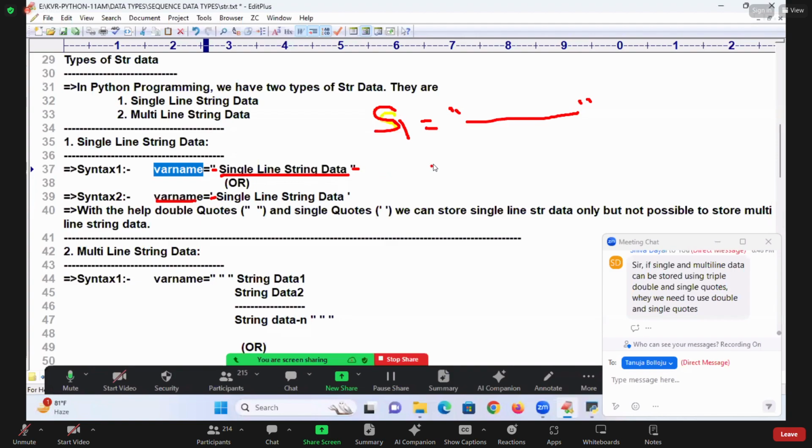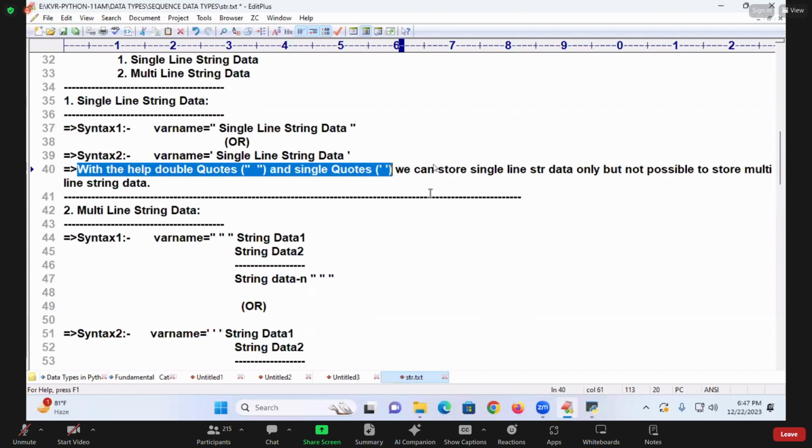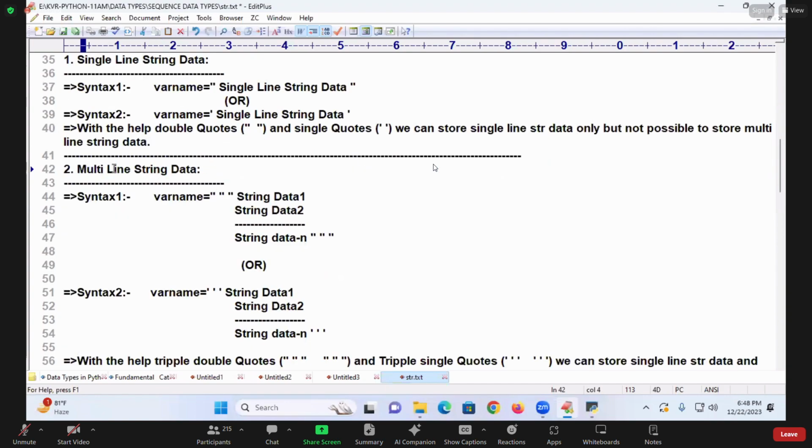Again, what is this now? Single quotes, write the single line string data. So here I am mentioning it. Are you able to follow now? With the help of double quotes or single quotes, we can store single line string data only, but it is not possible to write multi-line string data. Able to follow? Good.